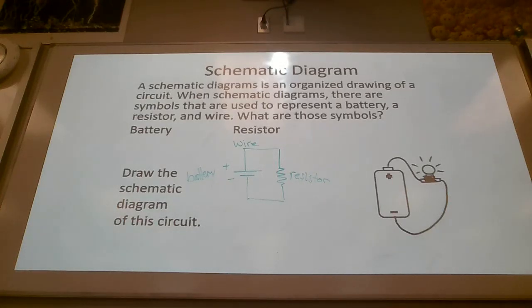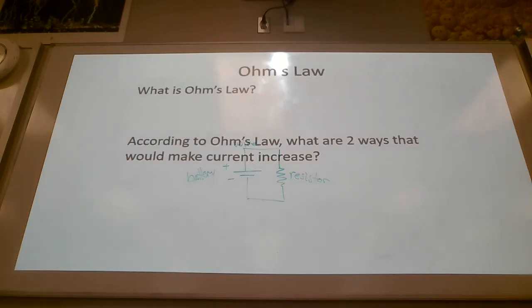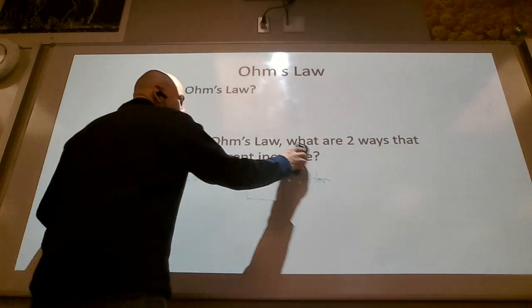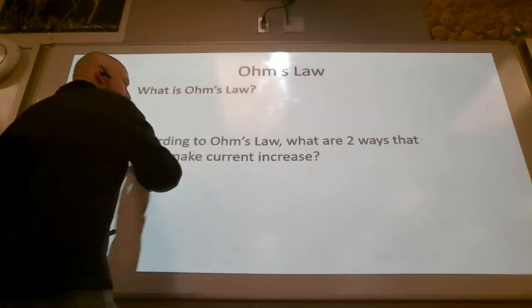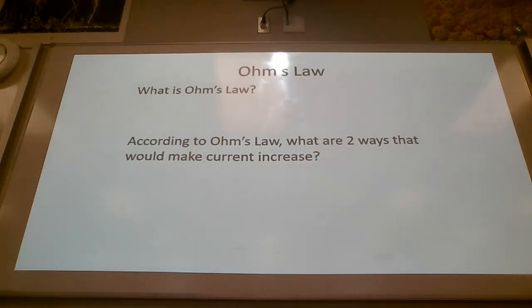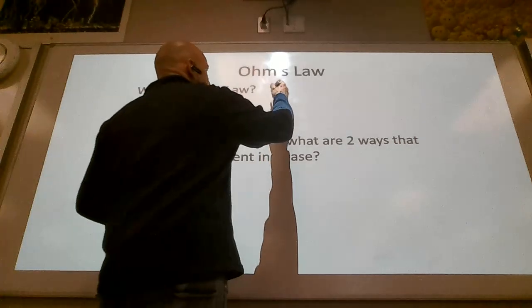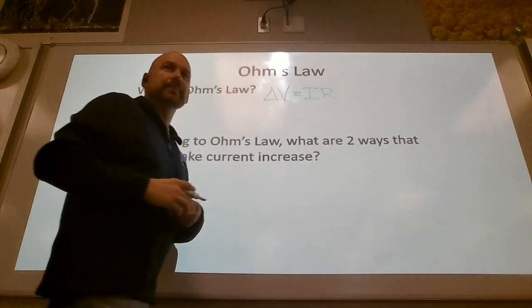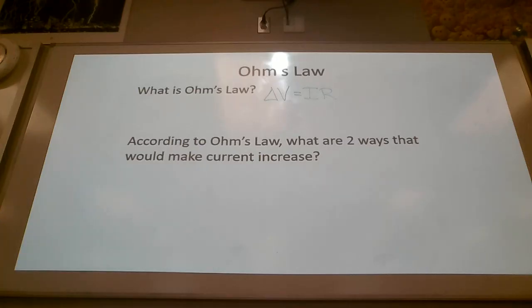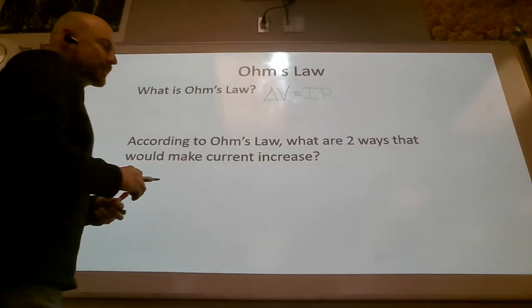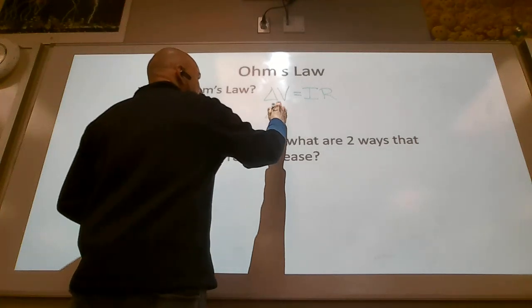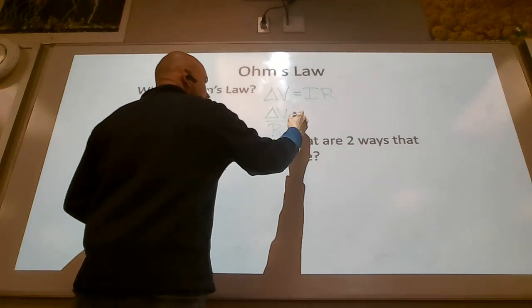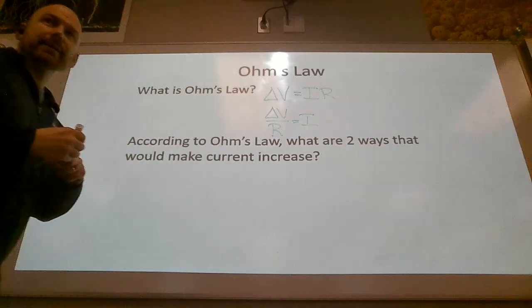Okay, good with that? Ohm's law. This is as important and as useful and will be used as F equals MA was last semester. Ohm's law: voltage is equal to current times resistance. Mathematically, that's the easiest way to write that. Conceptually, you can write that like this.